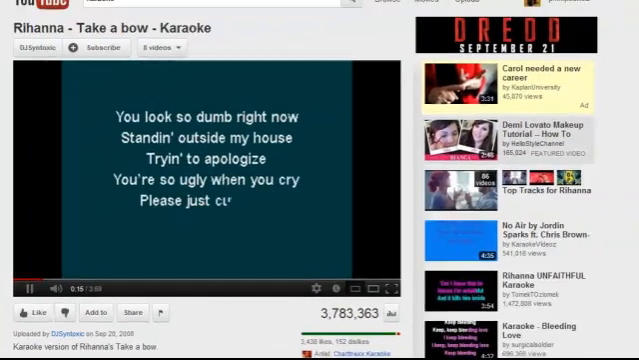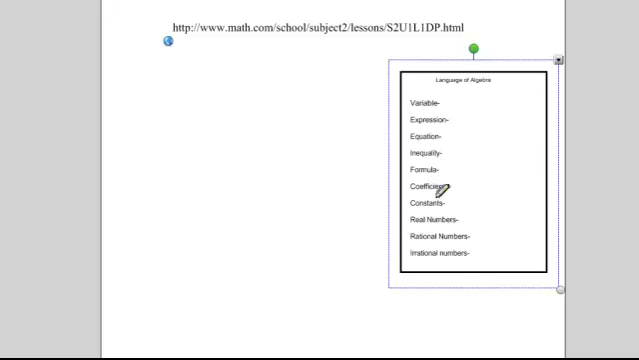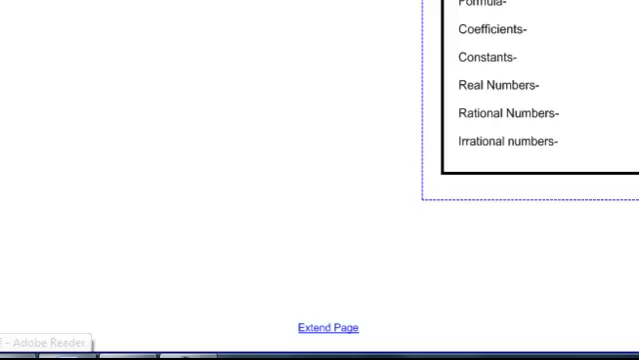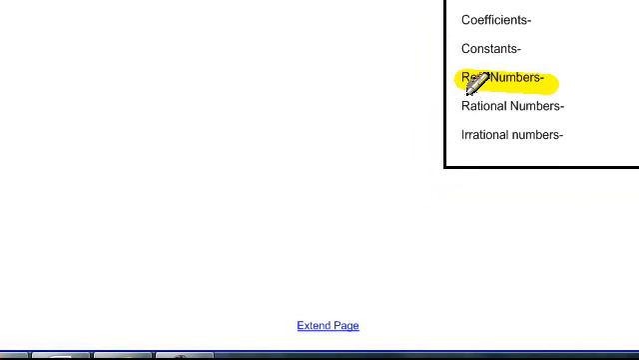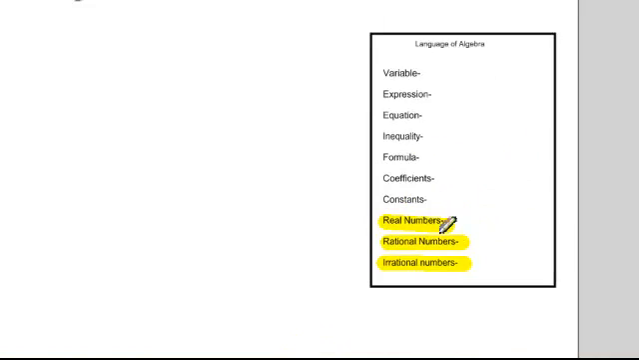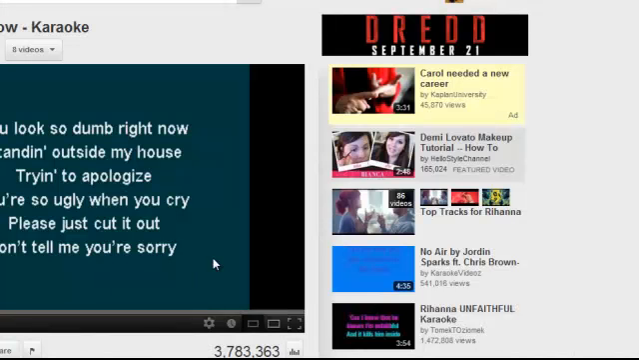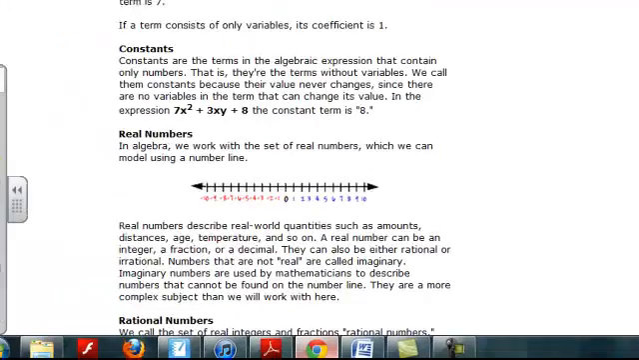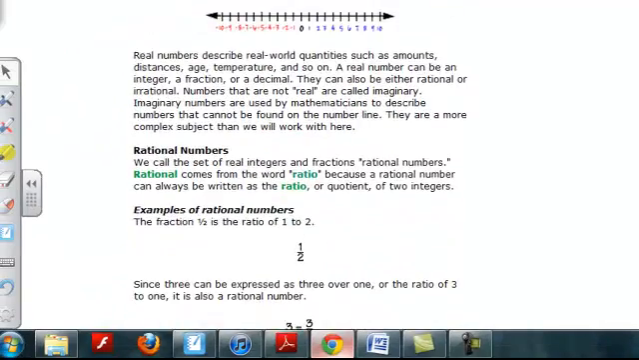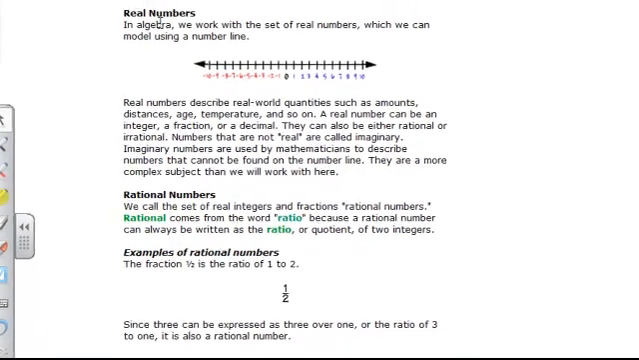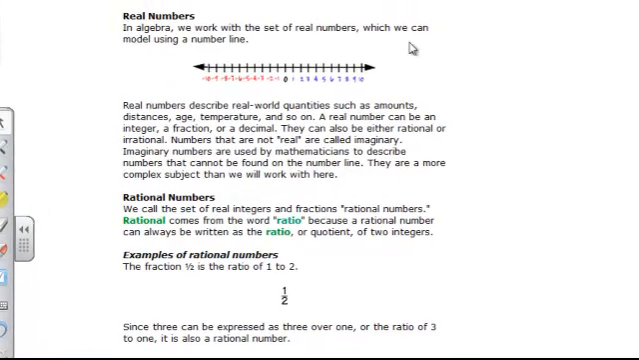Alright, back to this. So we have coefficients, constants, and the last 3 now. Well, we're still going to do these, but the last three that we're going to have on this page are real numbers, rational numbers, and irrational numbers. So let's look back at this web page. And this says that a real number, well, in algebra we work with sets of real numbers which we can model using the number line.